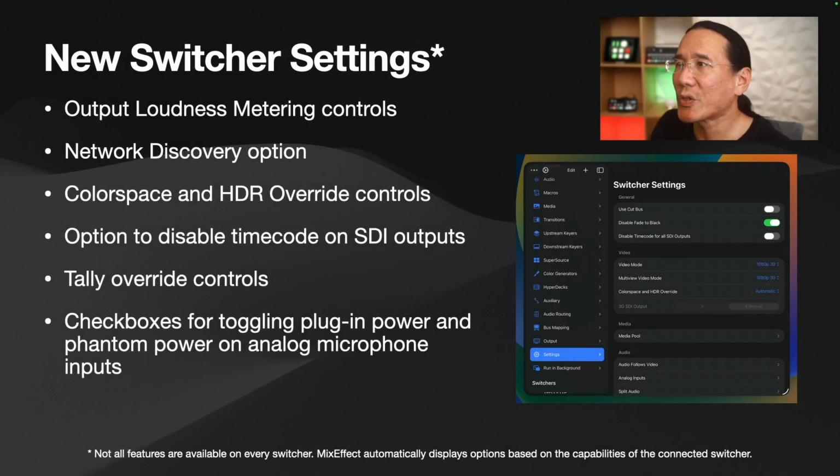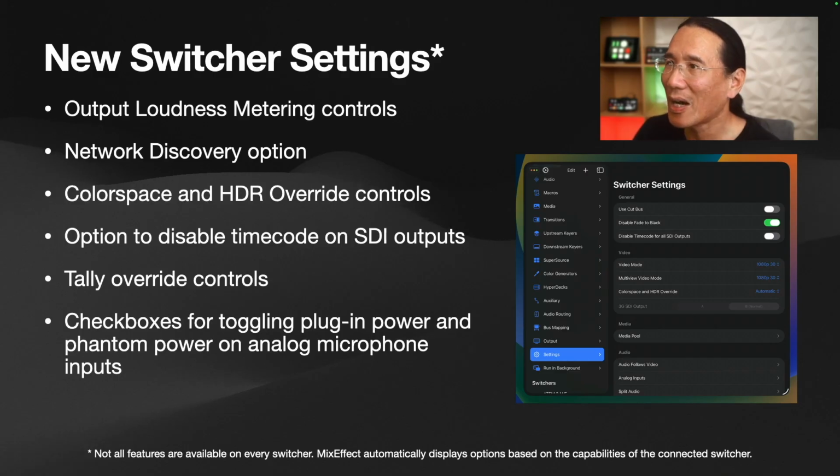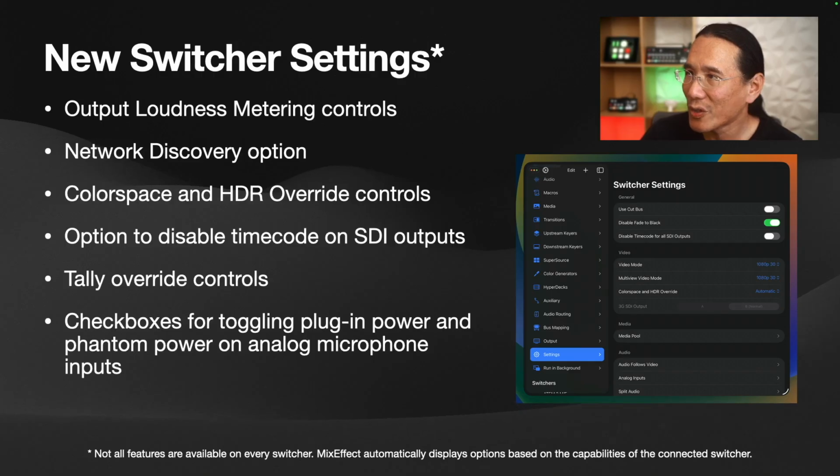Next, we're going to take a look at switcher settings. Now, some of these switcher settings don't exist on all ATEM switchers. So depending on which one you have, you may or may not see these options. So I've added support for altering the output loudness metering controls. I've seen these on the ATEM Mini Extreme ISO G2.